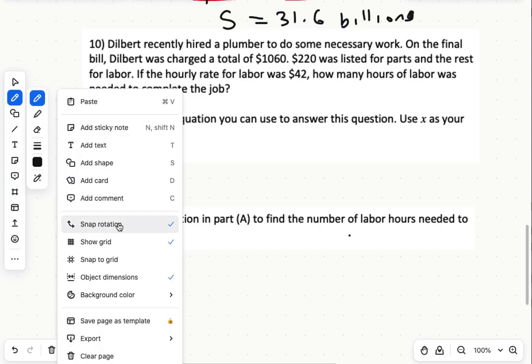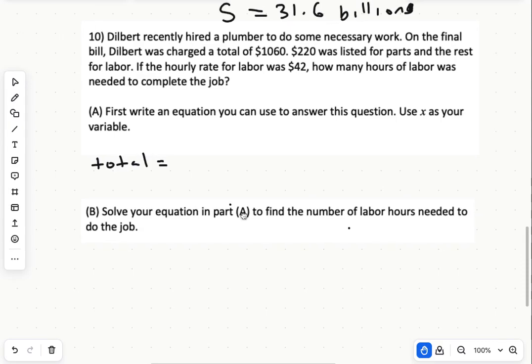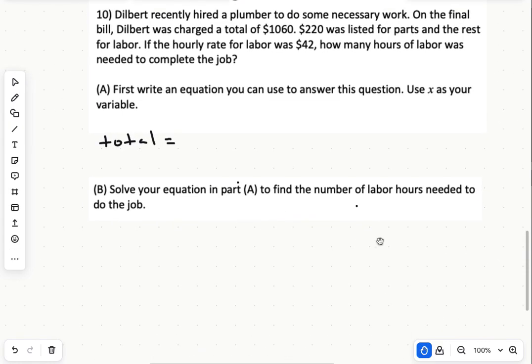So let me see if I can undo pattern. It won't let me. That's cool. So in terms of the equation, we know the total is going to equal, let's see if I do that. There we go. Oh, I see what the problem is. Okay, we're just going to be stuck with that the way it is. Go back to my pen.